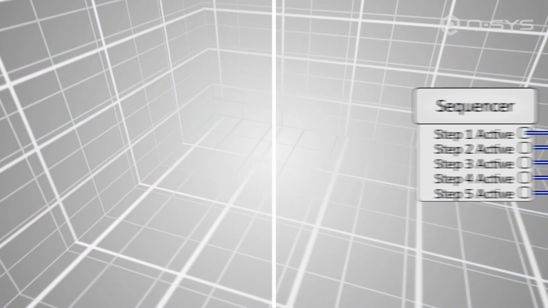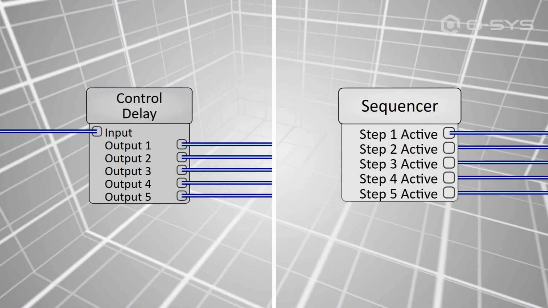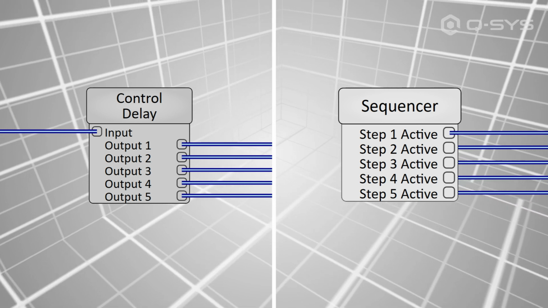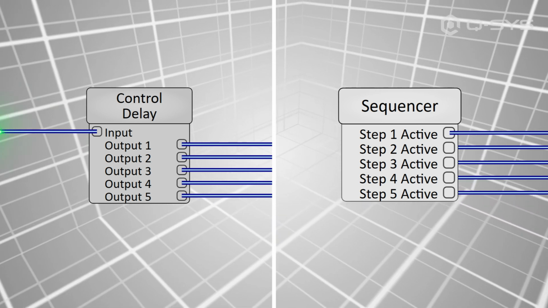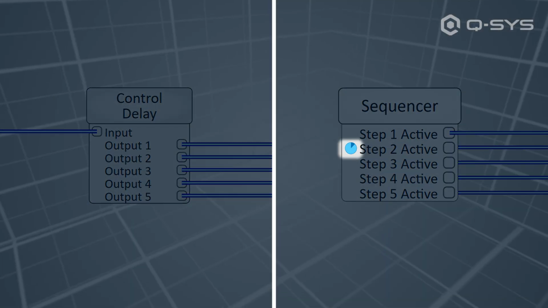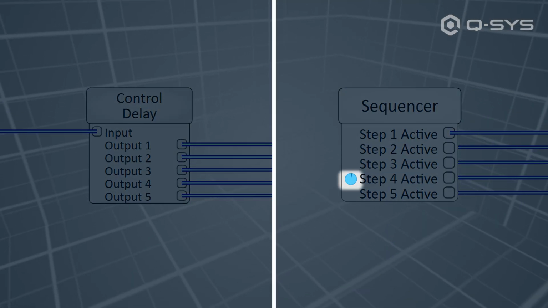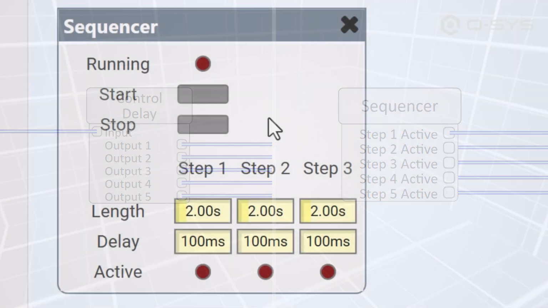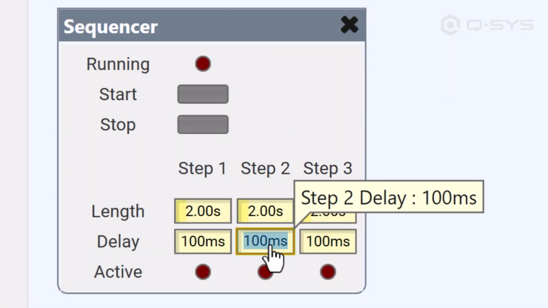Another difference between the sequencer and the control delay is that the sequencer genuinely operates in sequence. With a control delay, all delay timers essentially started simultaneously, whereas the sequencer does not move to its next step until the previous step is complete. And if you need a delay between steps, you can customize that as well.